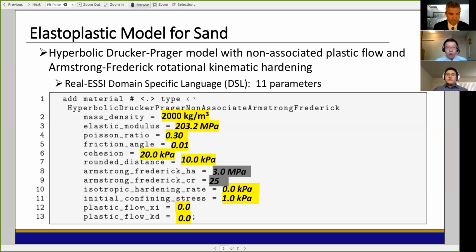Yeah, and then you have these final two parameters, which are the plastic flow Xi and the plastic flow KD, that will control your non-associated plastic flow. If you want to calibrate these two parameters, you might need additional information. For example, you might need to do some triaxial test. You need to have some stress strain response to calibrate these two parameters. So for engineering practice, if you only have the cohesion and the friction angle, you do not have enough information to calibrate. So for now, we will usually just keep it at 0, which means your plastic flow is pure deviatoric.